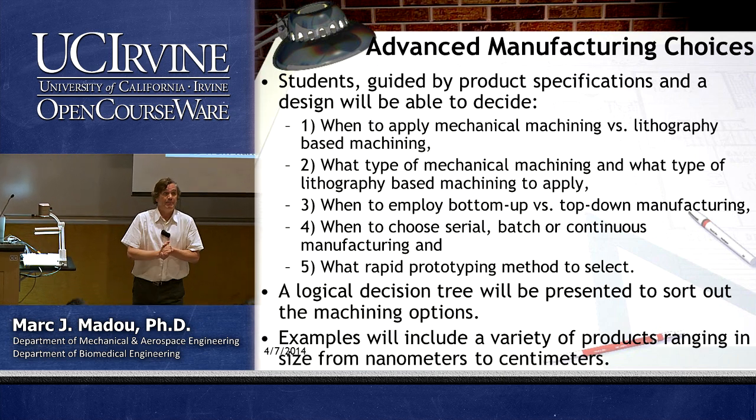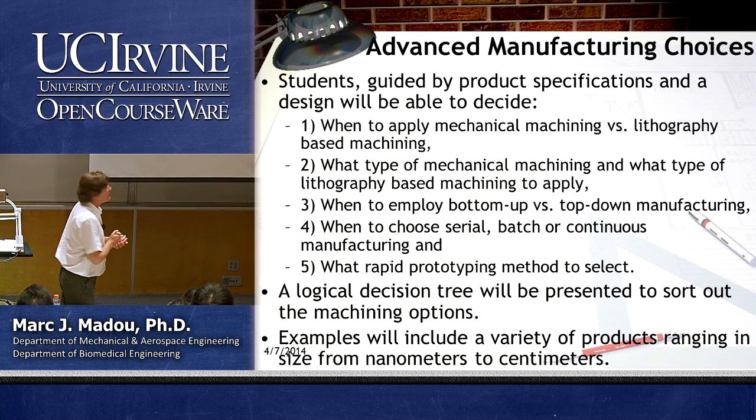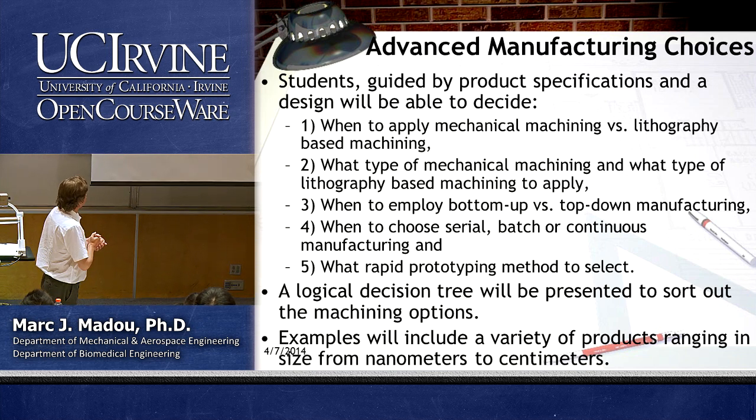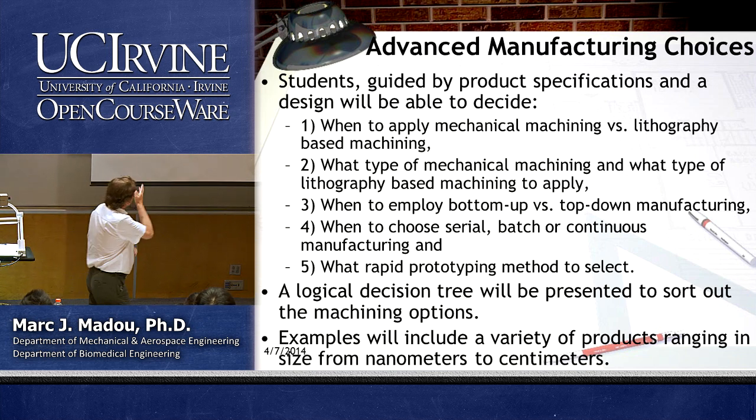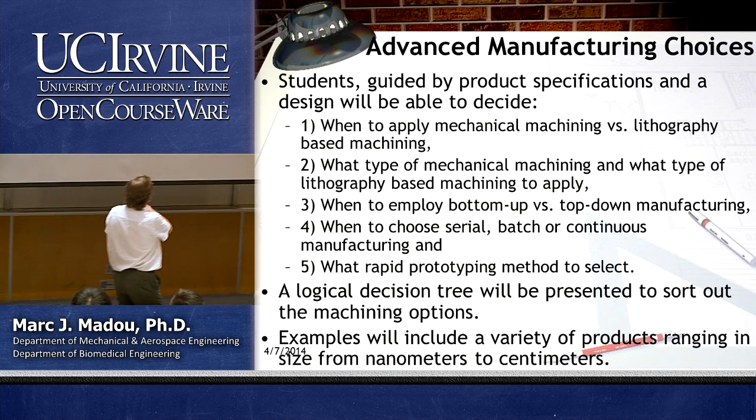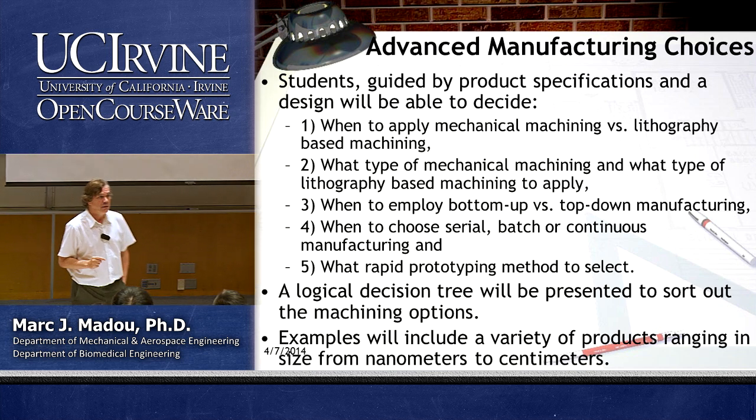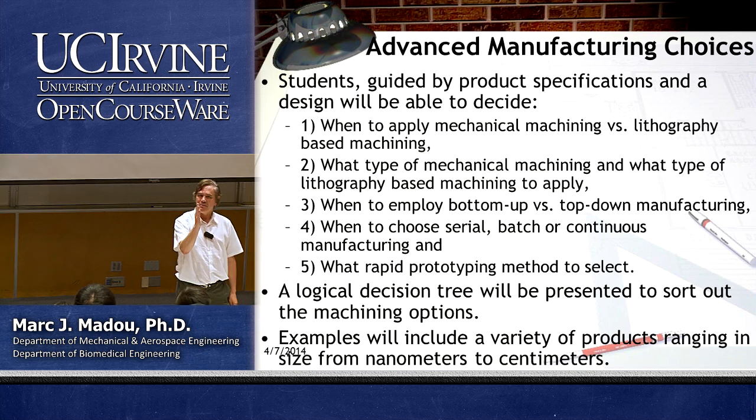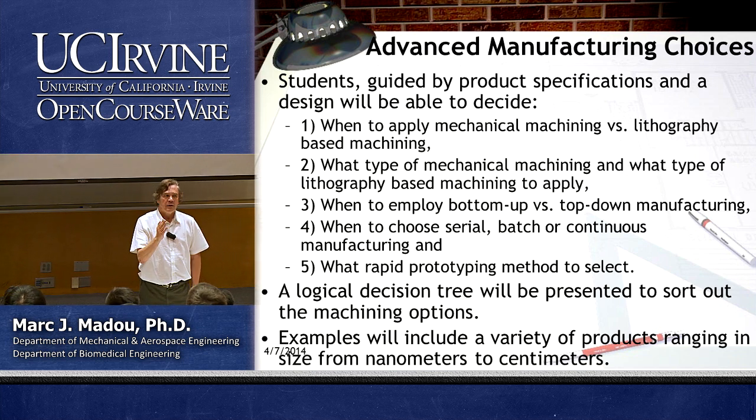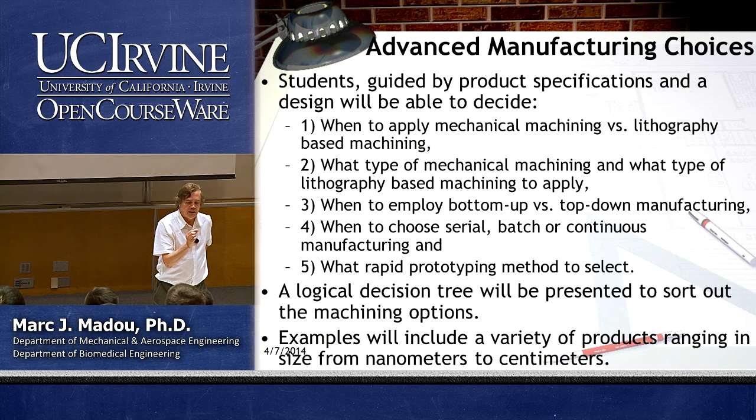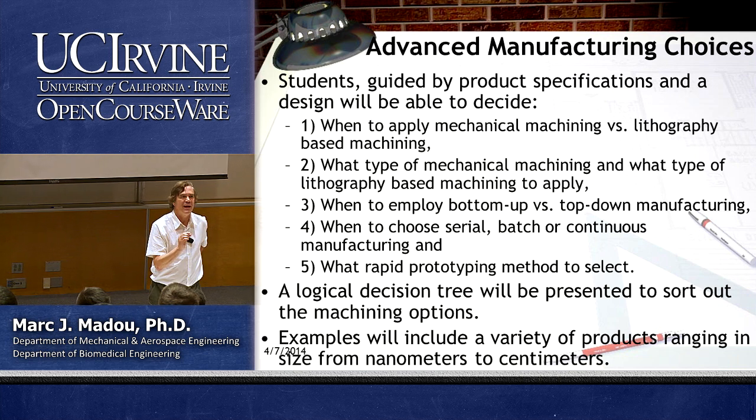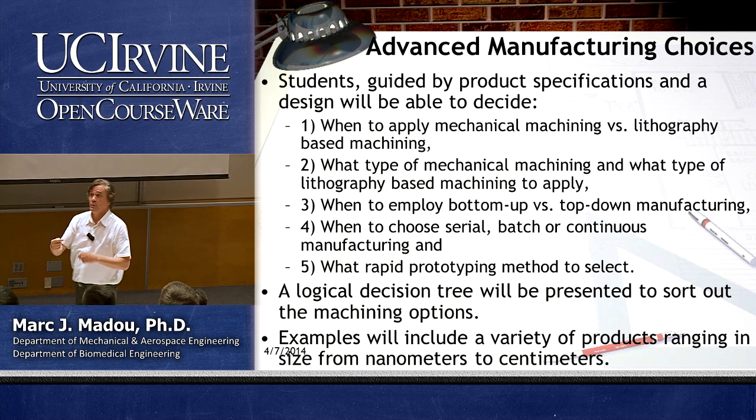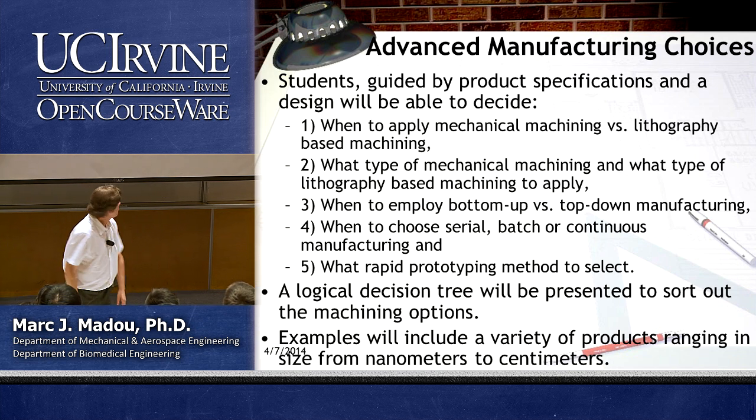These are the kind of things I expect you to be able to do after you go through this set of classes. You will be able to decide when to apply mechanical machining versus lithography. I already gave you a little bit of a hint on that. Remember I said 100 microns is about the cutoff. If you have an object that's 15 microns, 2 microns, pretty much forget about mechanical machining. Lithography might be an option. We'll see there's quite a few other options.